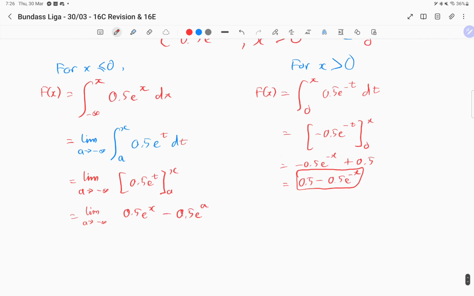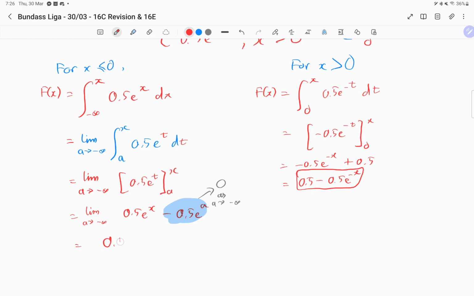Okay, make sense so far? Yeah. Now, what happens when a goes to negative infinity? Your number becomes 0. Yes, that's right. So that one will approach 0 as a goes to negative infinity, because it will be 1 over, right? So 0.5 times 1 over e to the power a, a really big number. So that will go close to 0.